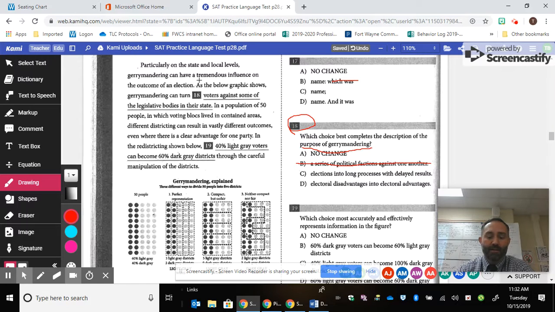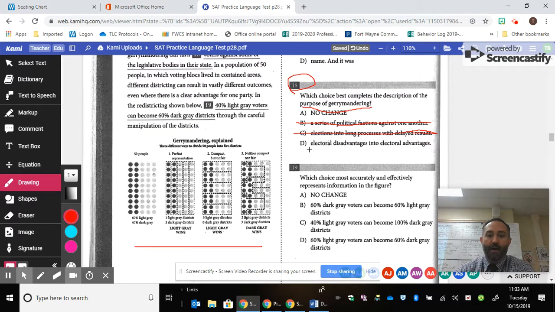So then following along, and this is also why you've got to read the article. As below, the graphic shows gerrymandering can turn elections into long processes with delayed results. This is an answer that is not believable given the context of the article, so we can eliminate that, which then leaves us with either A, which is no change, or D, this answer. So let's read it. As the below graphic shows, gerrymandering can turn electoral disadvantages into electoral advantages. That flows very nicely, and it also matches the content of the actual gerrymandering explained graphic here, which is why D is the best answer.